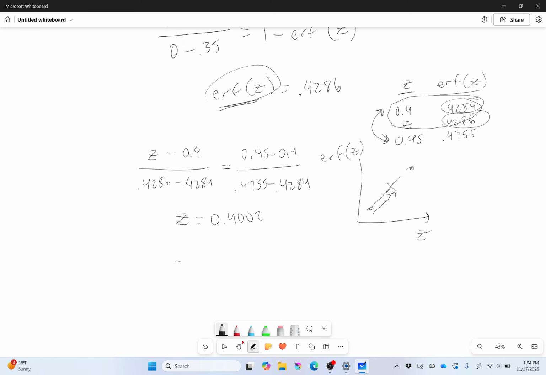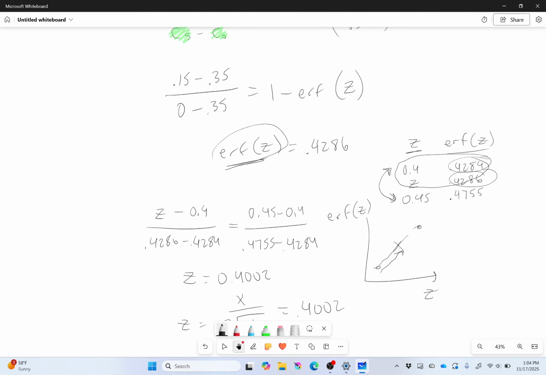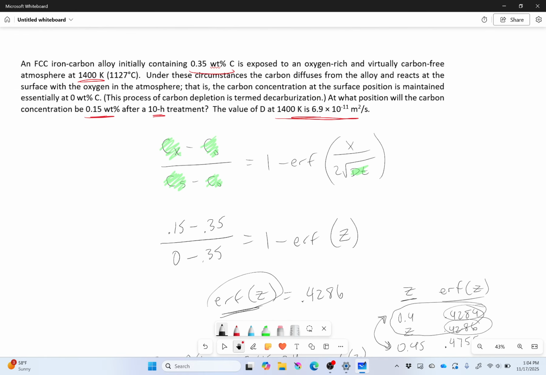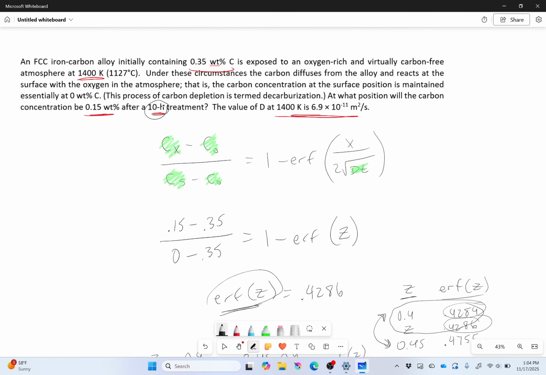And what we realized was that z was equal to everything inside of the error function. So x over 2 square root of Dt. And I know all those values, except for x. So I can go ahead and solve this. One of the things we're going to have to do though is my time, if I go back up here, was 10 hours. And so I'm going to need to convert that into seconds.